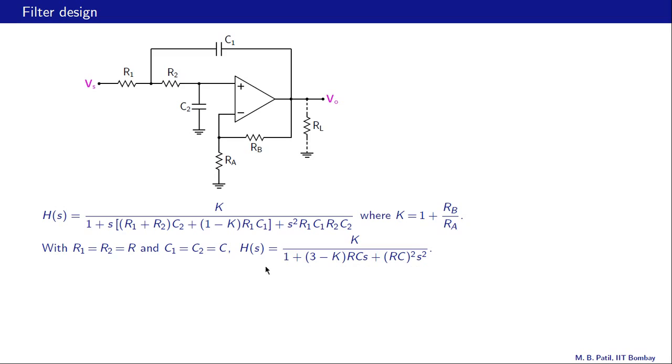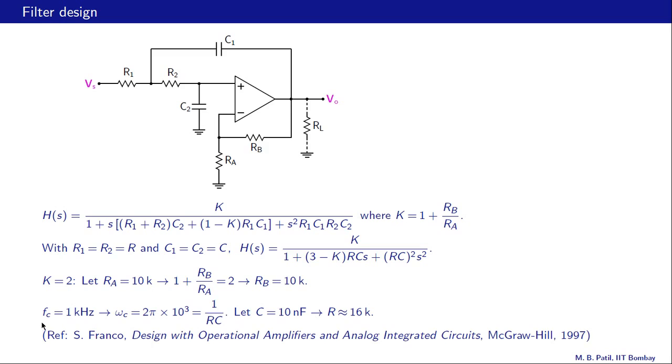At low frequencies we can ignore the terms in S and S squared because omega is small, and therefore H of S becomes simply equal to K. So when we say we want our passband gain equal to 2, what we are really requiring is that K should be equal to 2. So that is our specification, and let RA be 10K, then we have 1 plus RB over RA equal to 2, which means RB and RA must be equal, so therefore we get RB equal to 10K. And note that this 10K is not very critical. We could have picked 5K or 20K, for example.